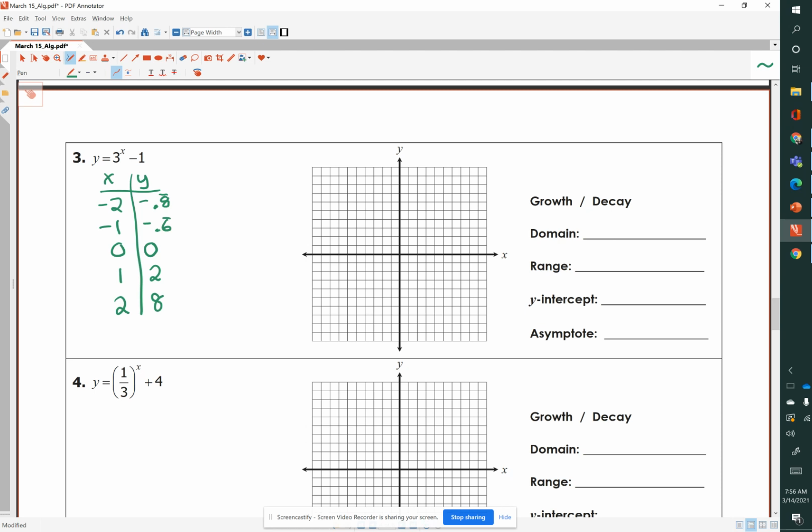So we can graph those values. We have -2, -0.8, right about there. -1, -0.6. Our y-intercept is actually the origin, the (0, 0) point. And then we have (1, 2) and (2, 8). And we'll draw a smooth line.